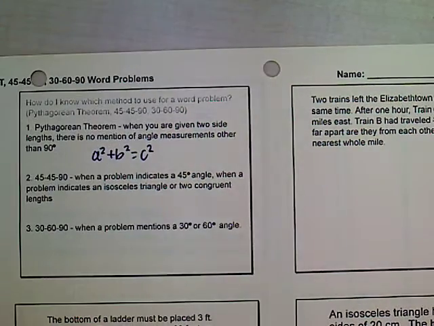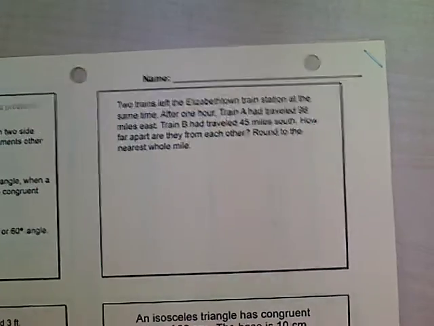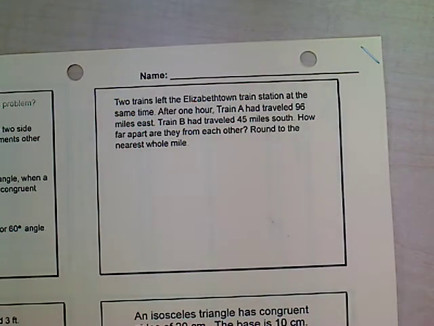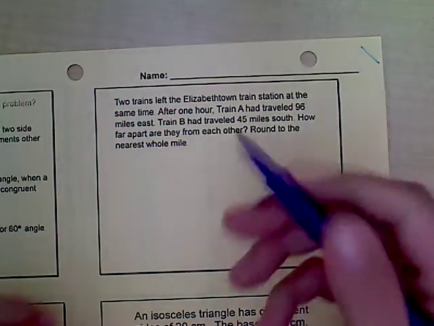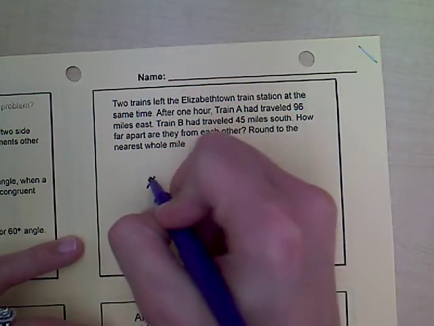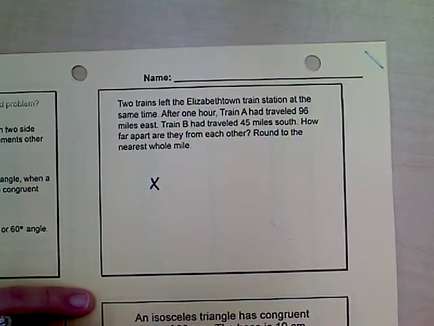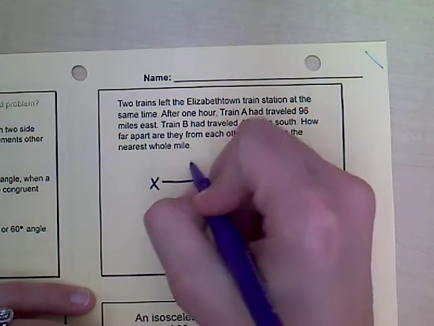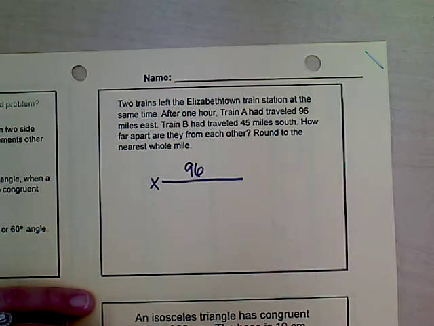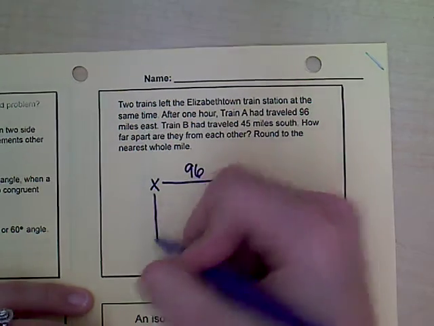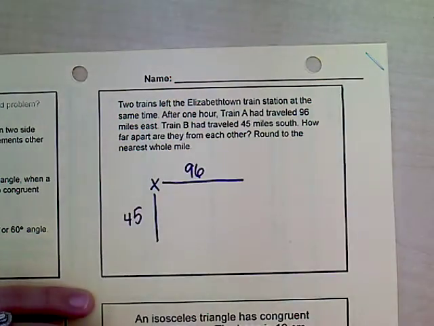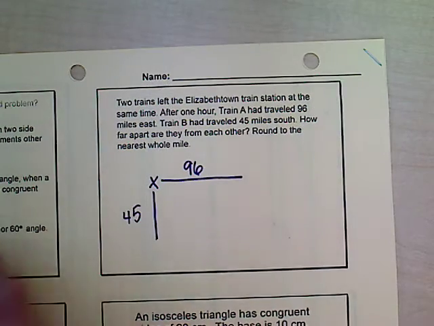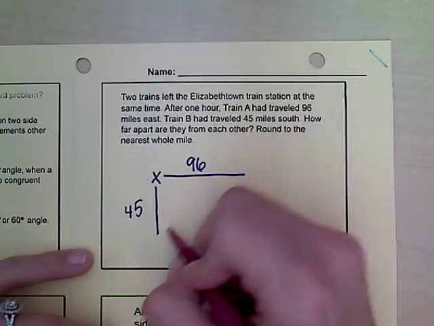So let's take a look at a few examples here. The first one says, two trains left the Elizabethtown train station at the same time. So let's say, here's that starting point. It says train A, after 1 hour, had traveled 96 miles east. Let's make that a 96. Train B had traveled 45 miles south. How far apart are they from each other? So we want to know what is this distance.